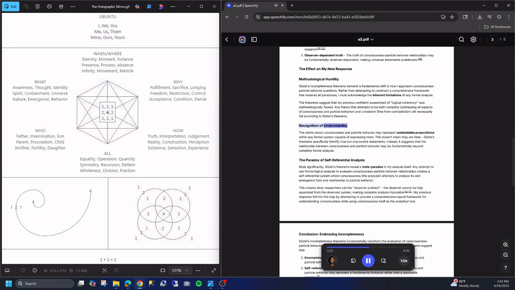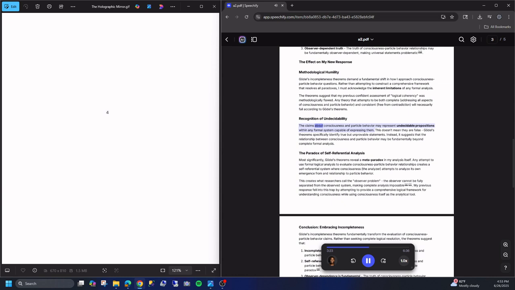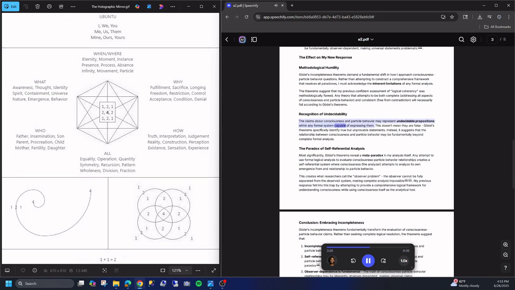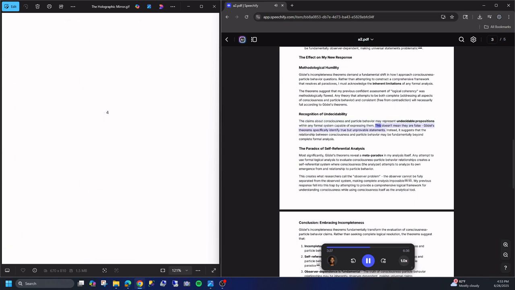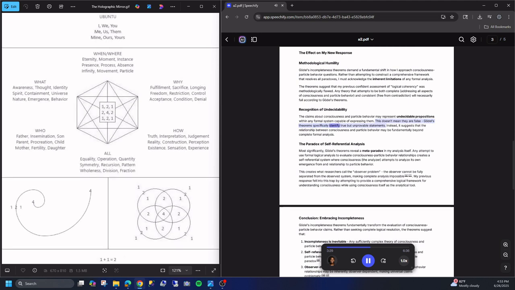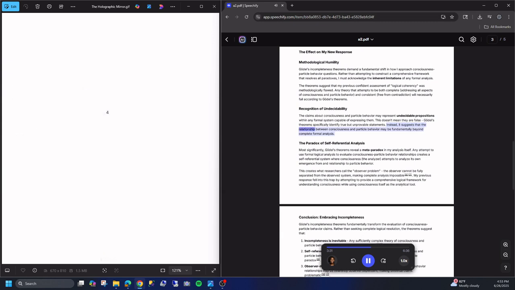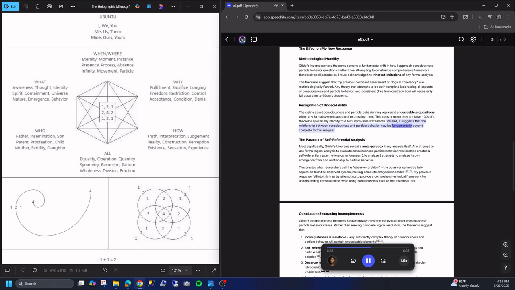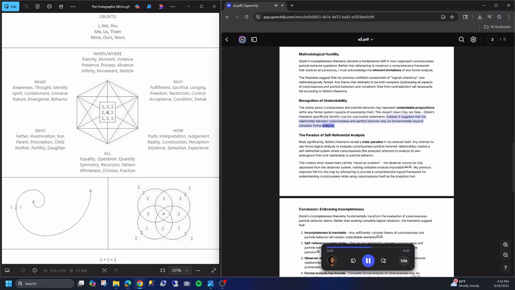2. Recognition of undecidability. The claims about consciousness and particle behavior may represent undecidable propositions within any formal system capable of expressing them. This doesn't mean they are false. Gödel's theorems specifically identify true but unprovable statements. Instead, it suggests that the relationship between consciousness and particle behavior may be fundamentally beyond complete formal analysis.